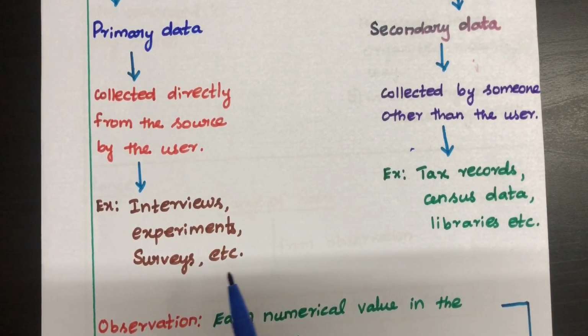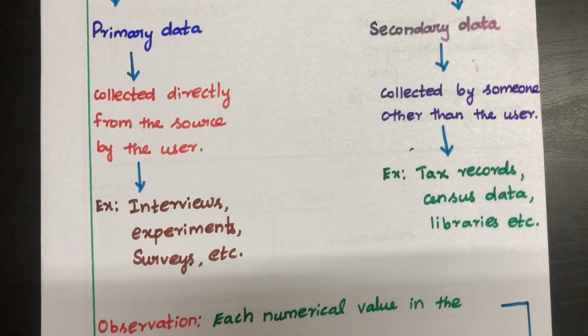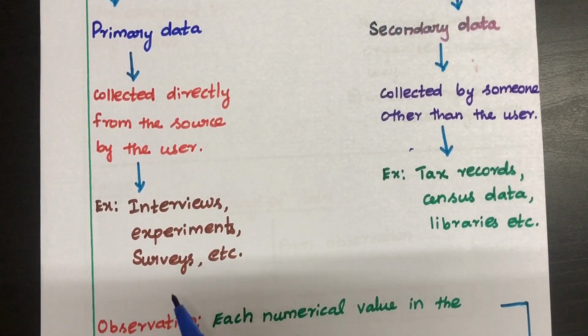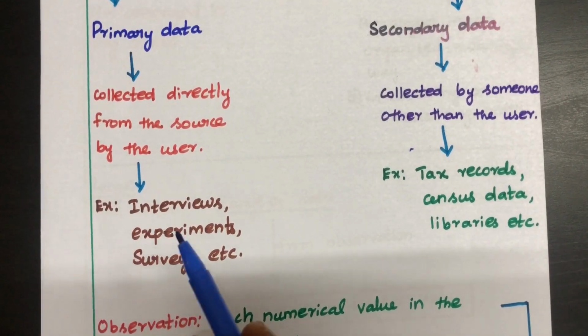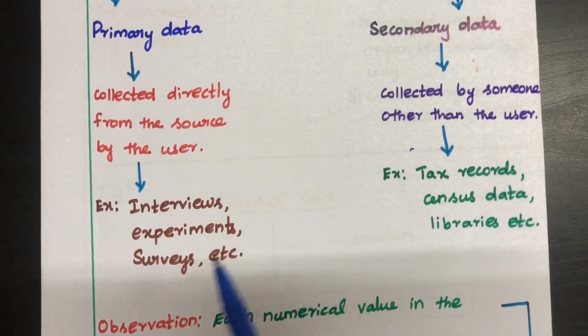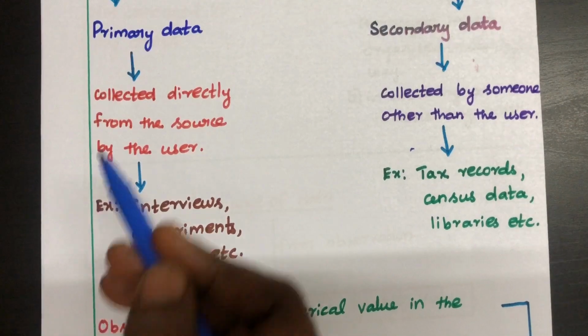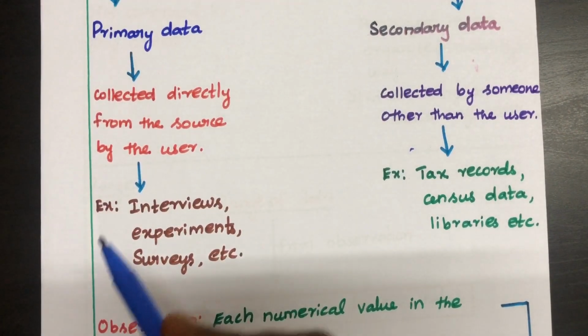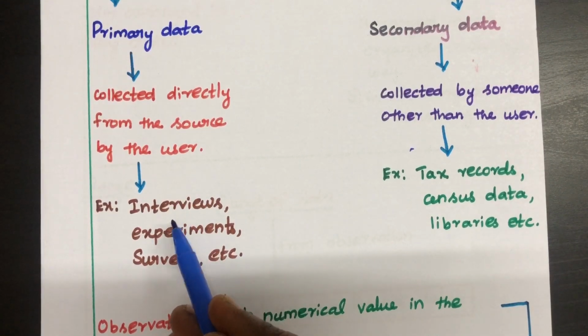Surveys. For example, if you are running a business and you are taking a survey of how frequently people are ordering your product, you are taking a survey. So here you are the user, and the sources are your customers. So these are the examples of primary data. There is always a one-to-one contact between the source and the user.